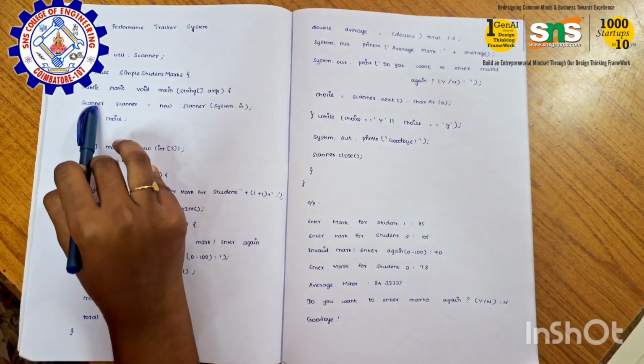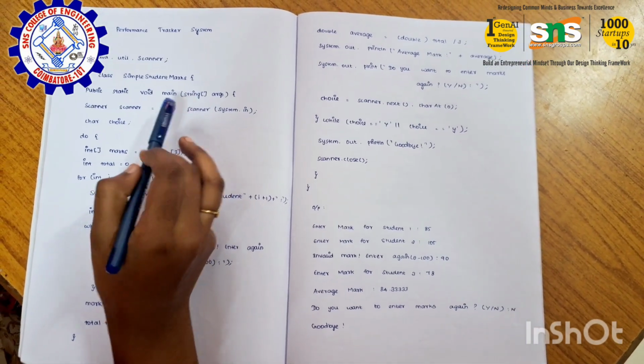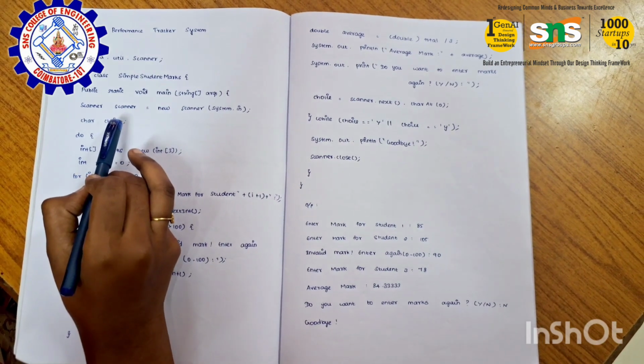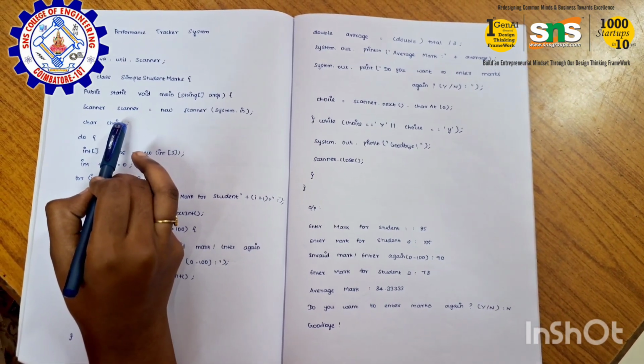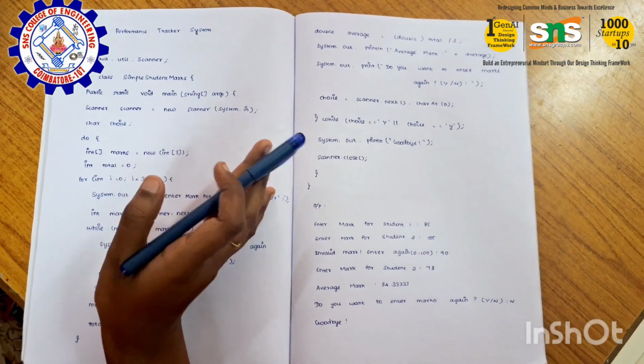So next is Scanner. This creates a Scanner object named scanner to read user input from the keyboard. char choice. This declares a character variable named choice. It stores the user's decision, yes or no, on whether they want to repeat the process.